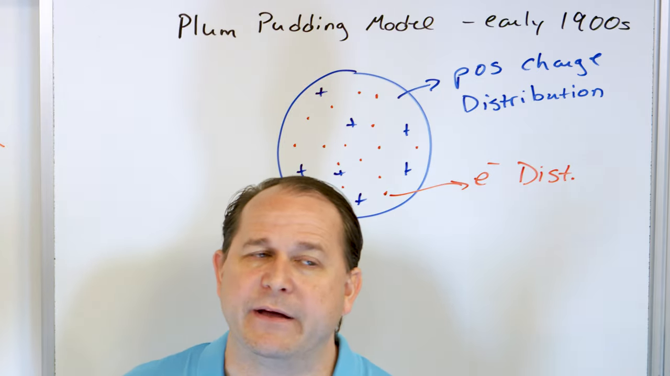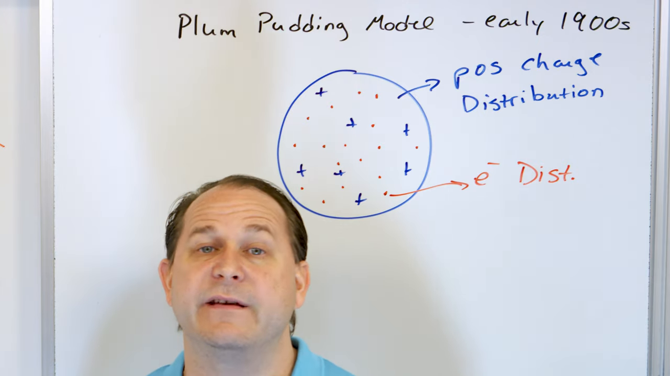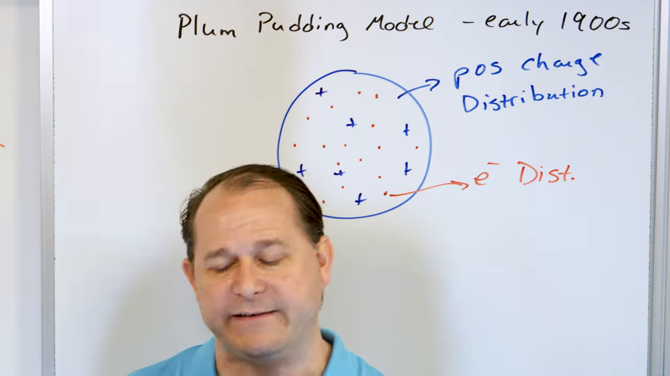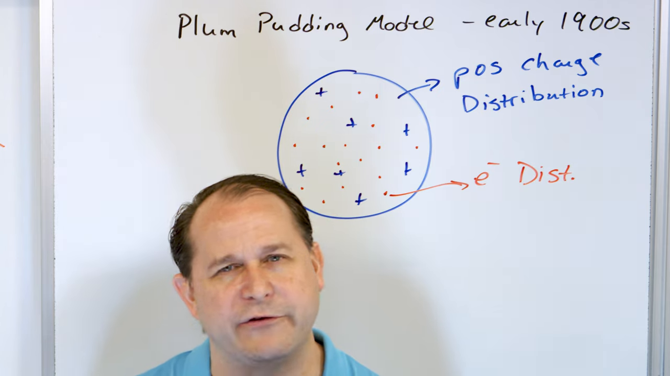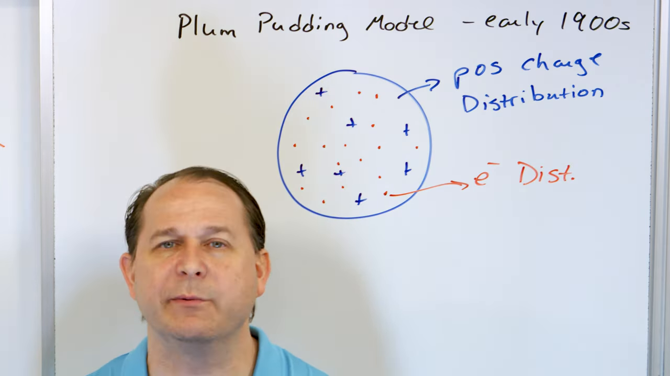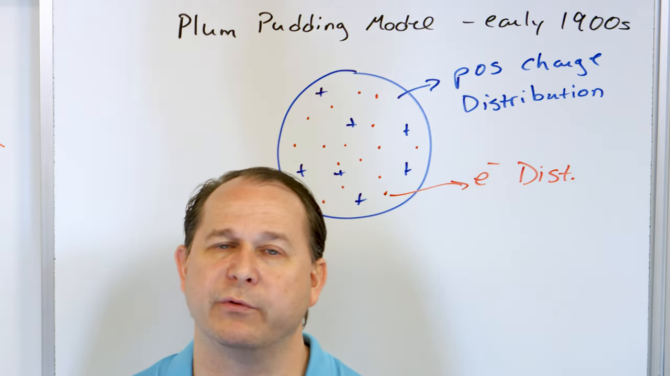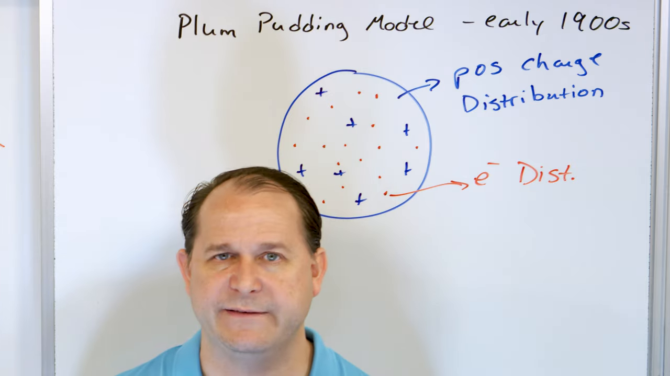So the next step is, all right, this is your model. Now what you have to do is create some experiments and see if you can test your model. And that's exactly what people did. Very, very smart people. So a gentleman by the name of Rutherford, shortly after this plum pudding model was put forward, thought about how we can test it.